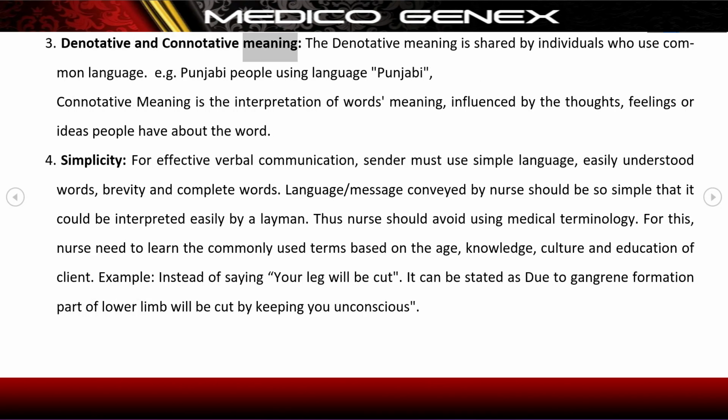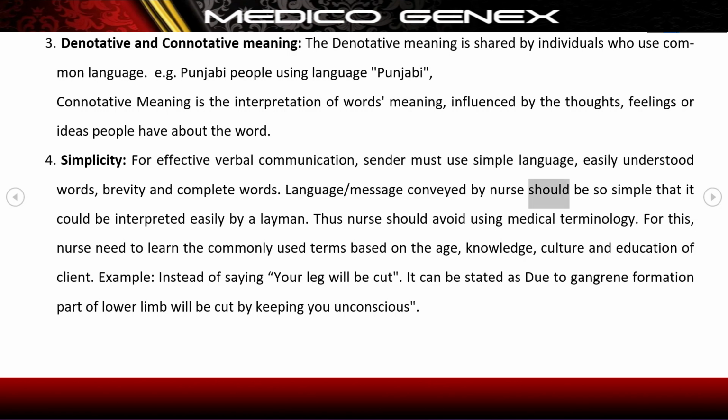Denotative and connotative meaning. The denotative meaning is shared by individuals who use a common language, e.g., Punjabi people using the Punjabi language. Connotative meaning is the interpretation of words' meaning, influenced by the thoughts, feelings, or ideas people have about the word. Simplicity. For effective verbal communication, the sender must use simple language, easily understood words, brevity and complete words.